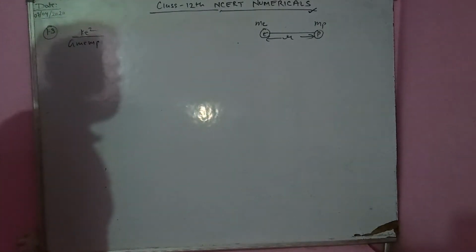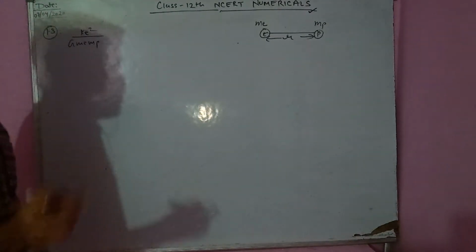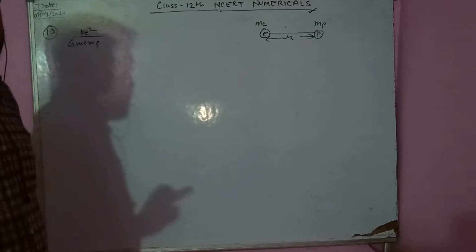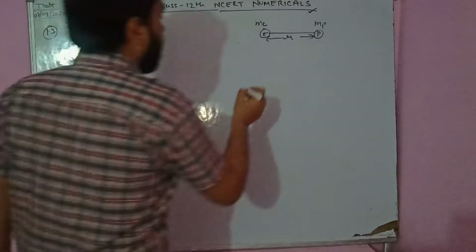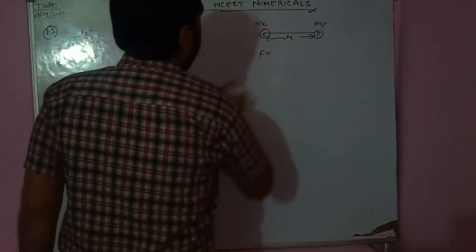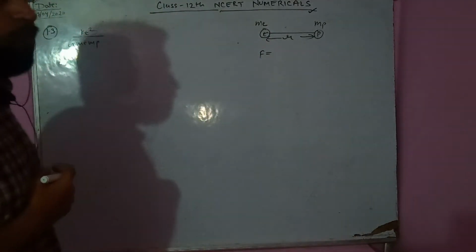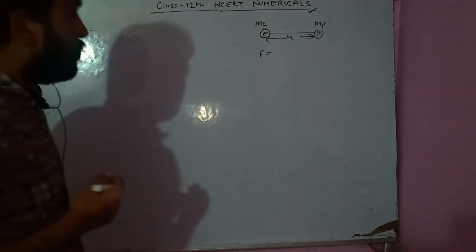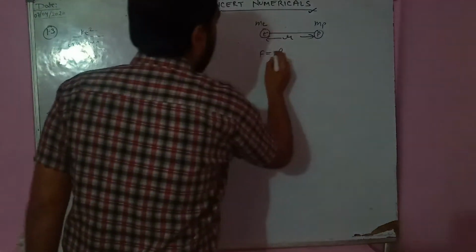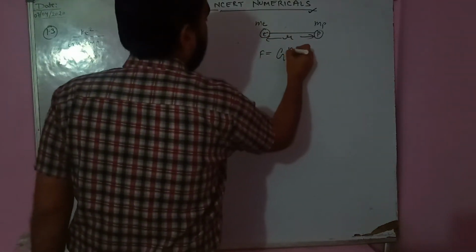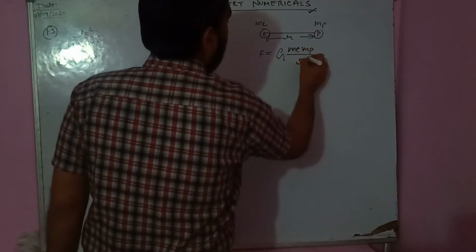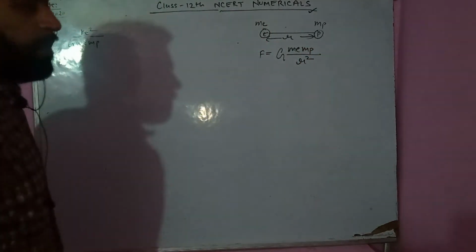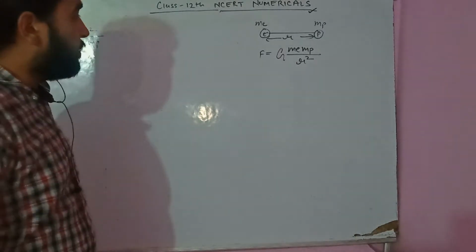Now let us calculate both the forces. Firstly, the gravitational force and then the electrostatic force. So what will be the gravitational force? According to Newton's law, the gravitational force is equal to G m1 m2, so mass of electron Me into mass of proton Mp, divided by r square. This will be the gravitational force between both the masses.